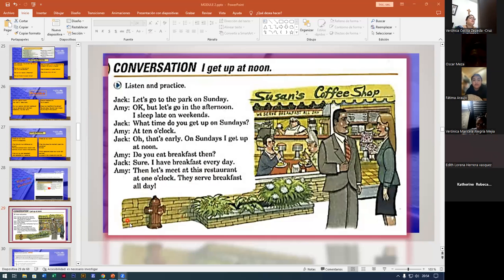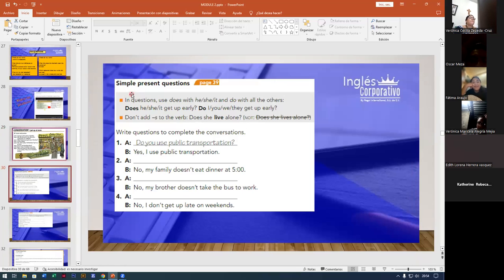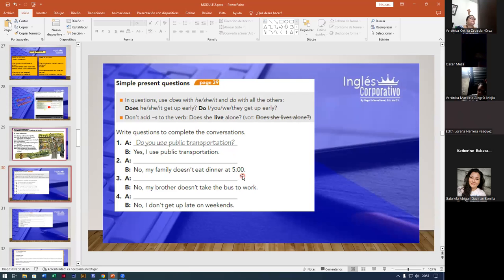Okay, so we have this practice with this conversation. You see, they are related to the simple present, and we have questions here, yes-no questions and also WH questions. Now I have an exercise with simple present questions. It says, write questions to complete the conversations. We have the answer, but you are going to say what is the possible question. You have the example. It says, yes, I use public transportation. So the question is, do you use public transportation?